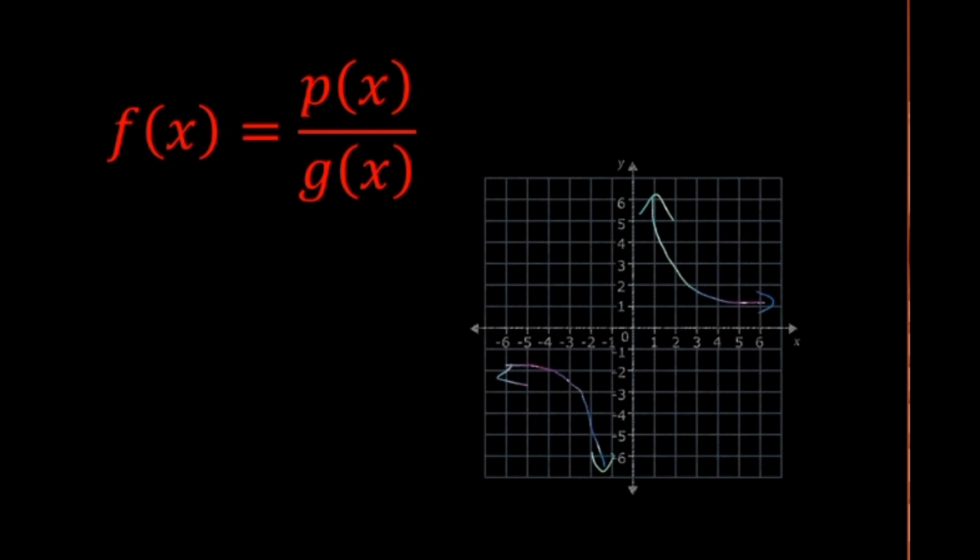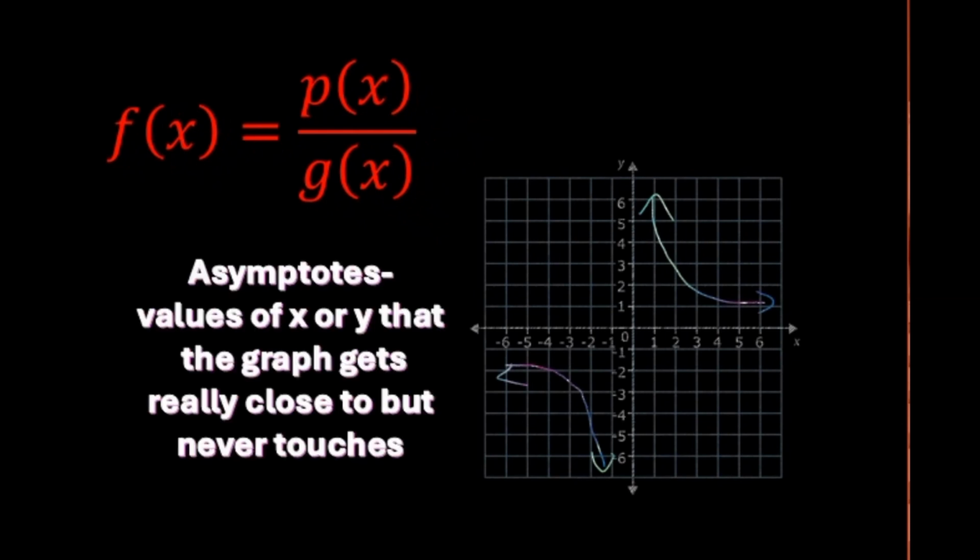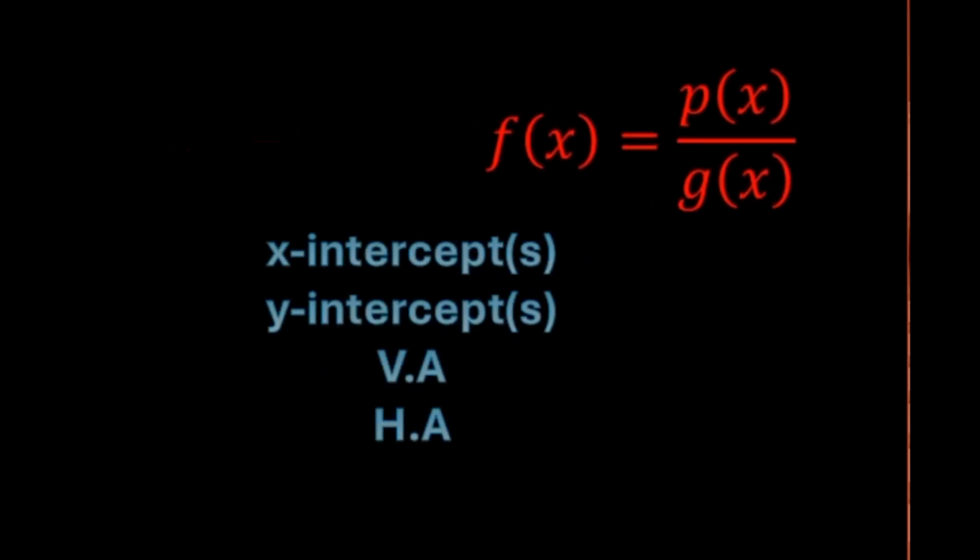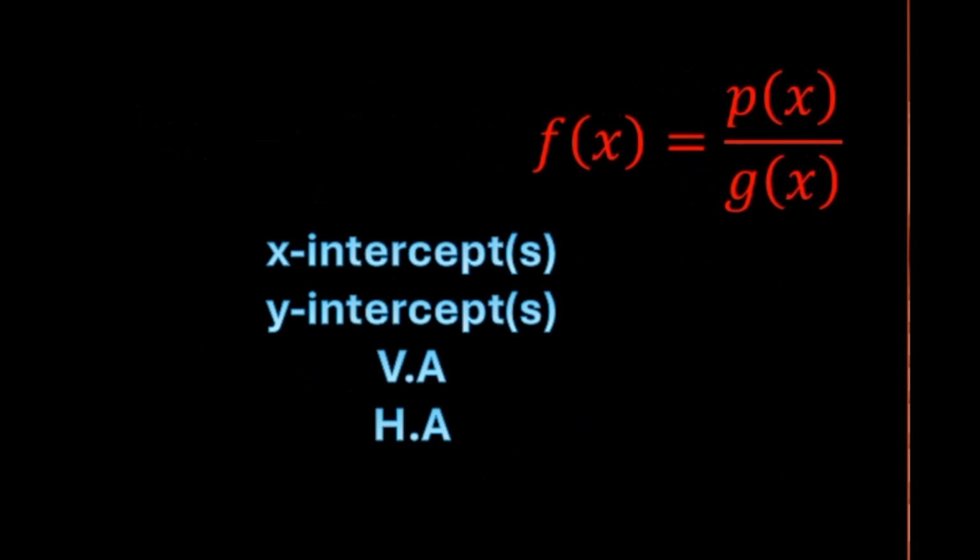Weird but cool, right? As we graph these functions, we'll talk about asymptotes a lot. Asymptotes are the very essence of rational functions. So we need the x-intercepts, the y-intercepts, the horizontal asymptotes, and the vertical asymptotes.